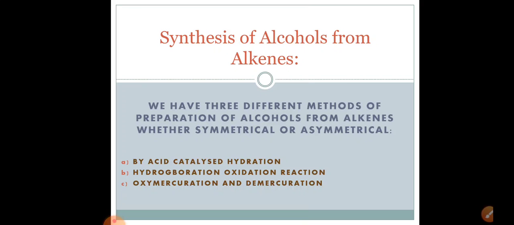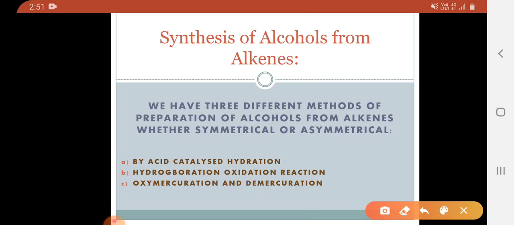My dear students, yesterday we took up reactions for the synthesis of alcohols, precisely from alkenes. Basically, there are three different methods for their preparation. Whether the alkenes are symmetrical or asymmetrical, we have three different techniques, or in fact reactions, which help us in concluding the preparation of alcohols.